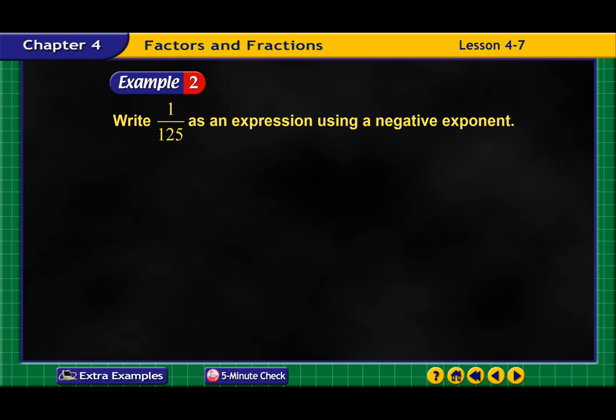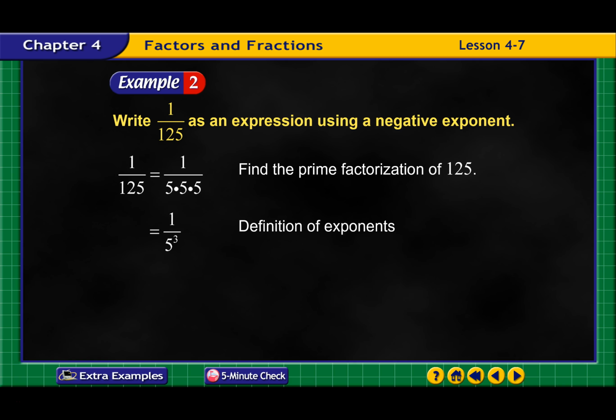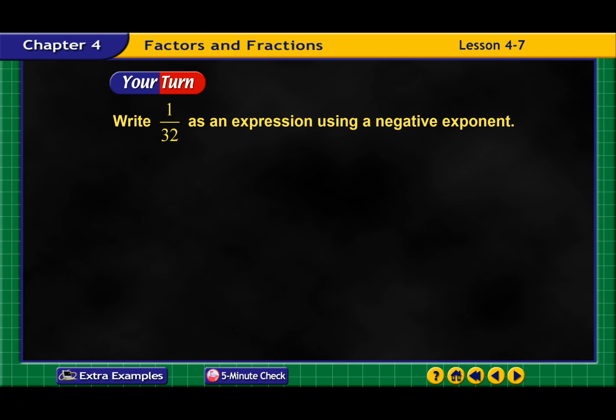All right, write this as an expression using a negative exponent. So now we're going backwards. First we have to find the prime factorization of 125, which is 5 times 5 times 5. We would probably have to use a factor tree to find that. So as a definition of exponents, we can say that it is 1 over 5 to the third. Now to make it a negative exponent, we're going to use the definition of negative exponents to flip that over and have a negative exponent there instead of a fraction. All right, you try.